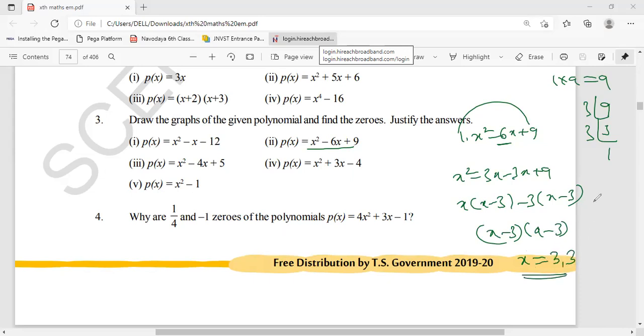Two times 3, 3 means it will just touch the x-axis at 3 like this. So this is 3, 3. For the remaining values, you take any values like minus 1, minus 2, minus 3 and 1, 2, 0. You find the y values for these values and you draw the graph.